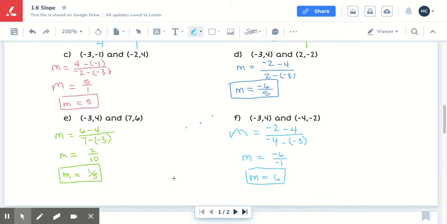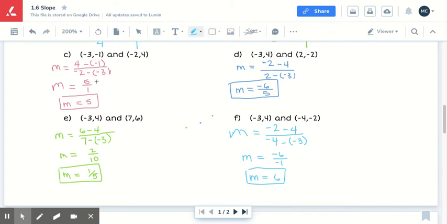Okay, welcome back. So you need to check your answers on all 4 of these. For C, the slope was 5. For D, the slope was negative 6/5. For E, the slope was 1/5. And for F, the slope was 6.